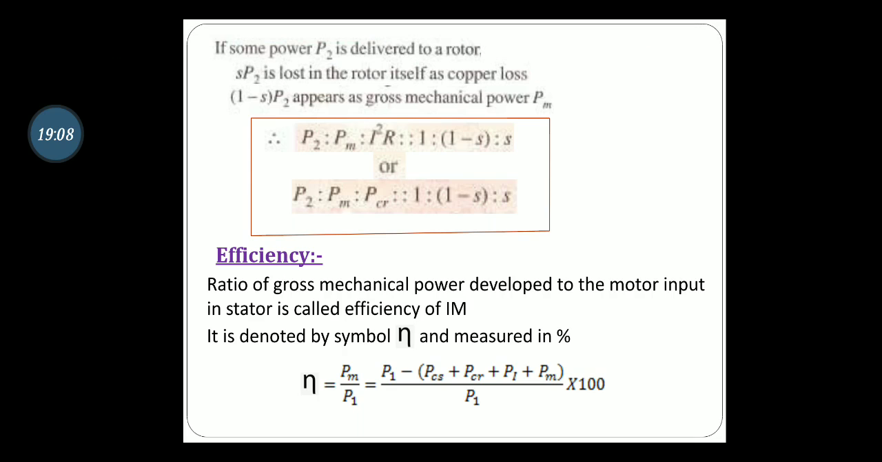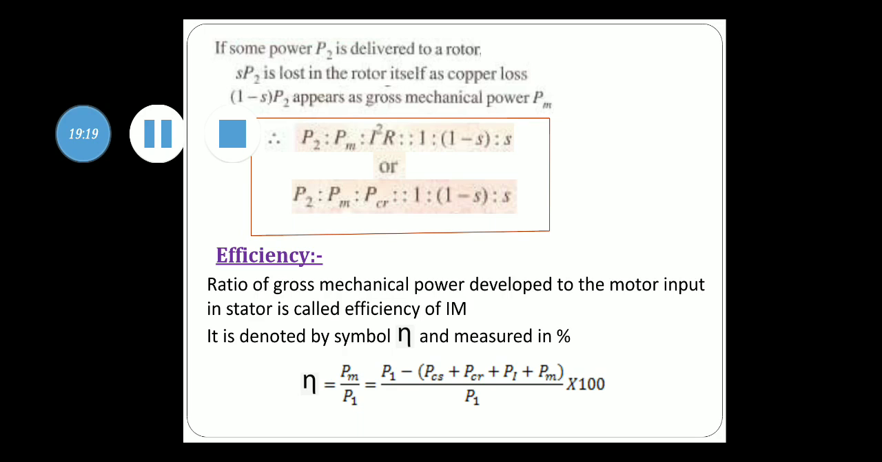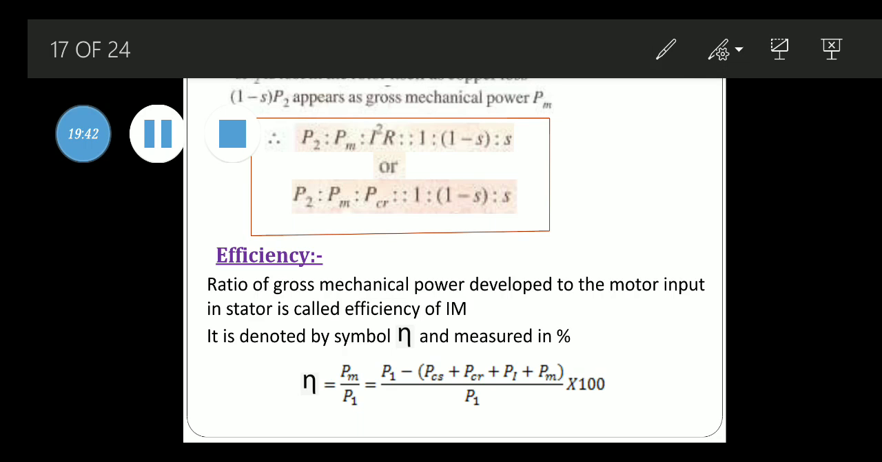Next let me discuss the efficiency of the induction motor. You know the general expression of the efficiency of any machine, how you can represent? This is the ratio of output power to the input power. Similarly here we can represent the efficiency of an induction motor as the ratio of gross mechanical power developed to the motor input in stator, which is called the efficiency of the induction motor.